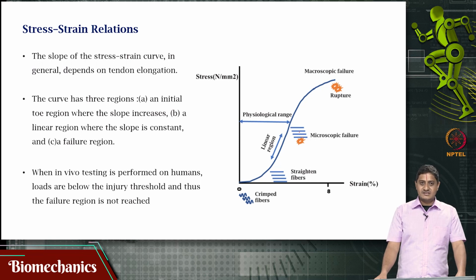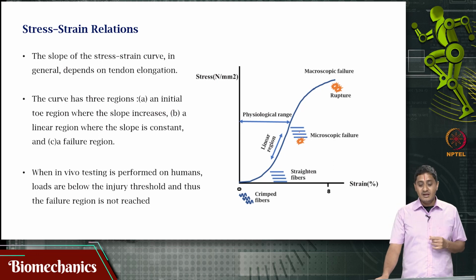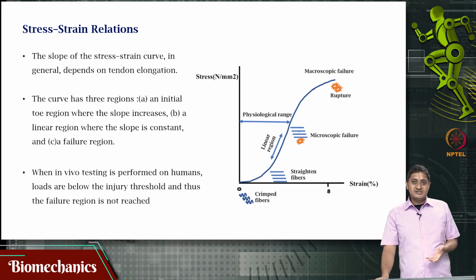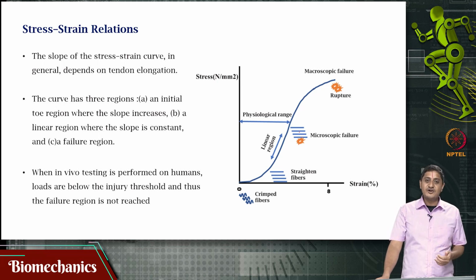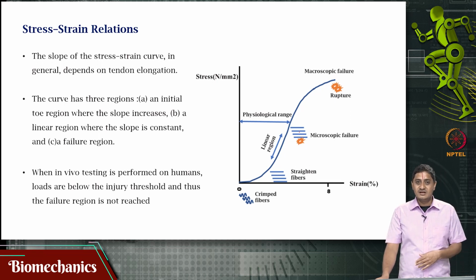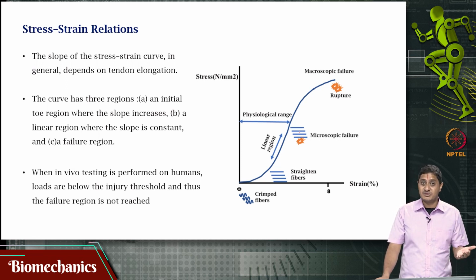Unlike engineering materials, for a tendon, the slope of the stress strain curve in general is a function of the deformation of the tendon. So that means very clearly that this is not an elastic material in the linear sense. So this is not going to have a single modulus. Why? Because the slope of the stress strain curve is the modulus. If the slope is a function of the deformation, that means what? It is not the force that is a function of the deformation.